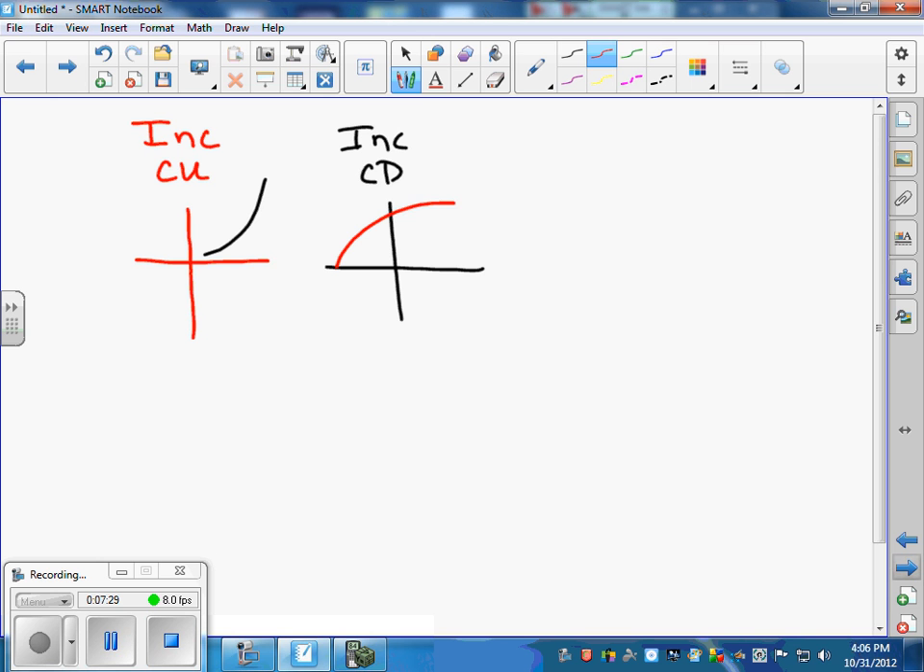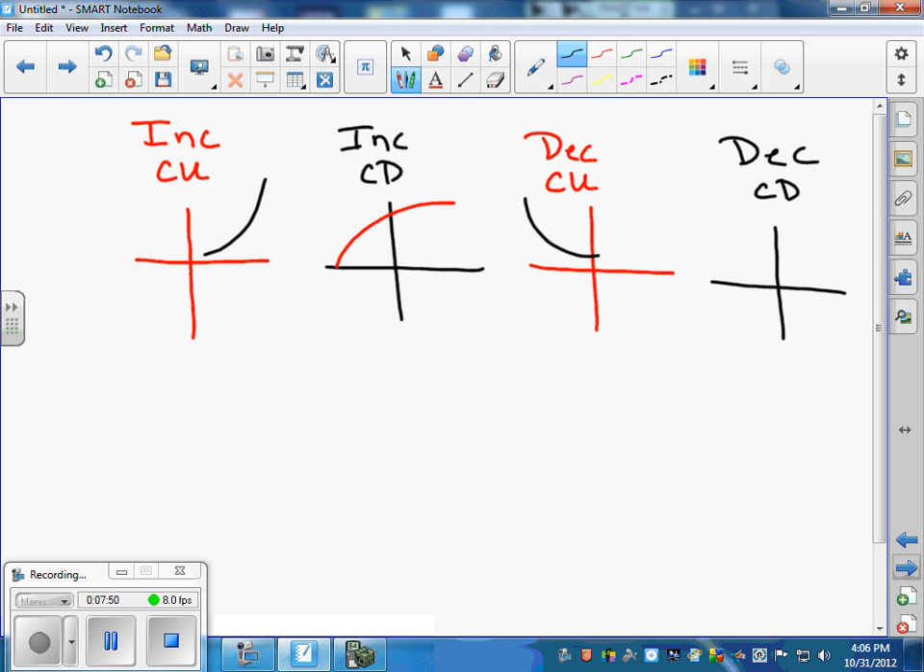If we were decreasing and concave up, we might have something that would look like this. And then the last thing would be if we were decreasing concave down. If you were decreasing and concave down, it might look like that. Okay? So those are your four possibilities for increasing and decreasing and your concavity. So let's take a minute, look at a couple other graphs.